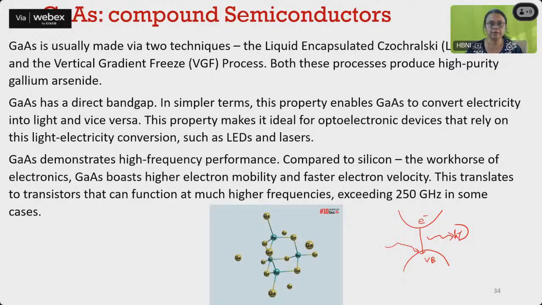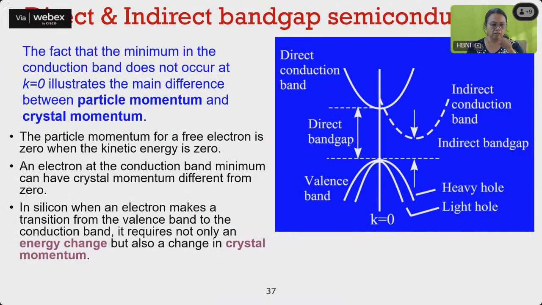And as compared to silicon, which is the workhorse of electronics, gallium arsenide boasts high electron mobility and fast electrons. So this is an important and upcoming material. Now, this direct and indirect band gap, we have been talking about again and again, and we have seen it for silicon, germanium, and gallium arsenide. But what exactly, I will tell just a little about it.